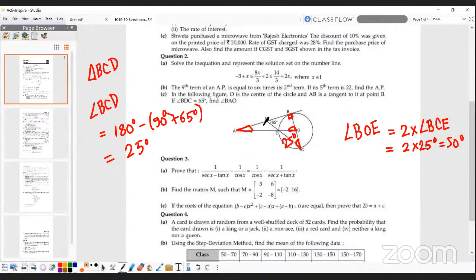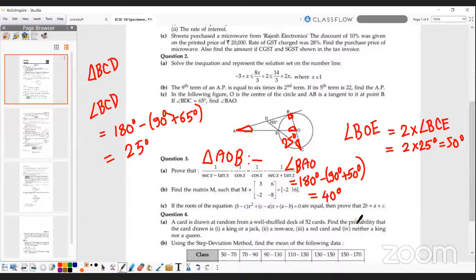Now, if you observe the triangle AOB, in triangle AOB the angle B is 90, angle O will be 50. You can easily find angle BAO. BAO will be 180 minus (90 plus 50). So you will get the answer as 40. So whatever you did, that was correct, Aryan. Very good.